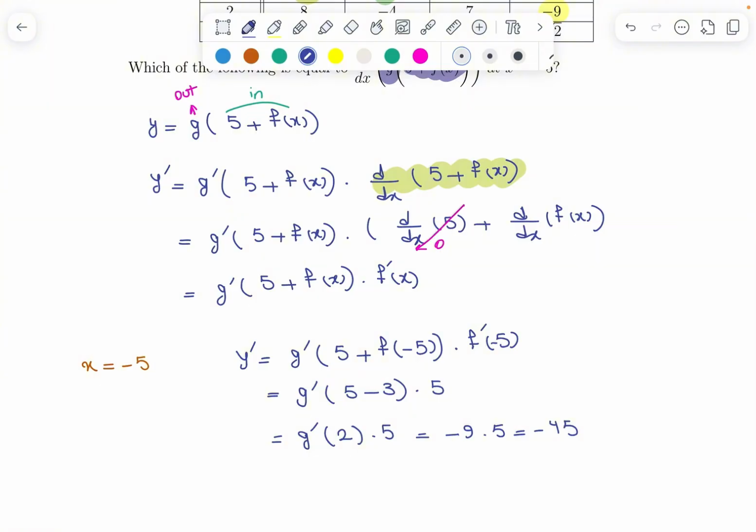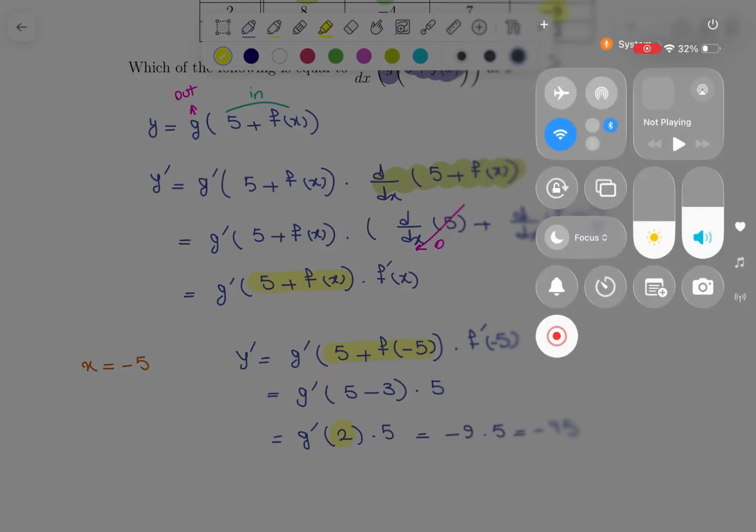Notice that the most common mistake on a problem like this is forgetting to evaluate g prime at 5 plus f of x. It means g prime at 5 plus f at negative 5, which is 2, not negative 5. So let's move on to problem 2.